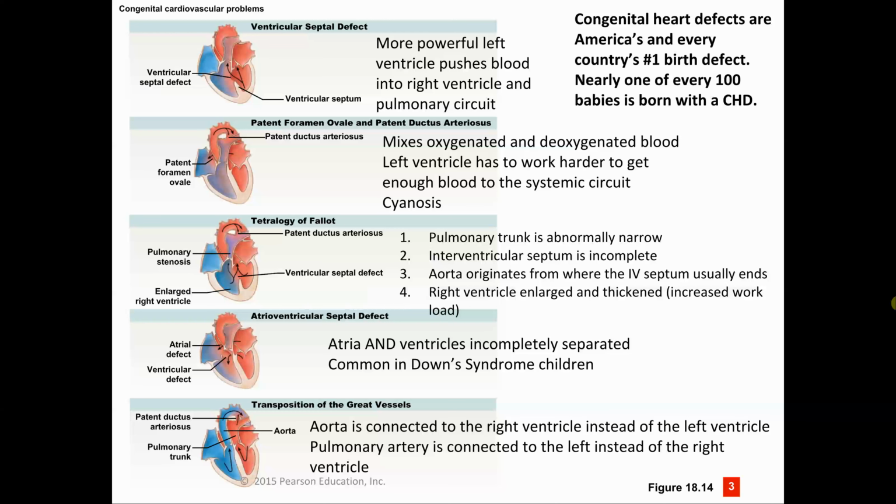So you can also have an atrioventricular septal defect, so the atria and the ventricles are incompletely separated rather than just the ventricles up here. And this is very common in Down syndrome children. This one is bizarre. Your aorta and pulmonary artery are switched. And this obviously has to be repaired because you don't want your deoxygenated blood going to the rest of the body through here, and your oxygenated blood going back into the pulmonary circuit. Okay?